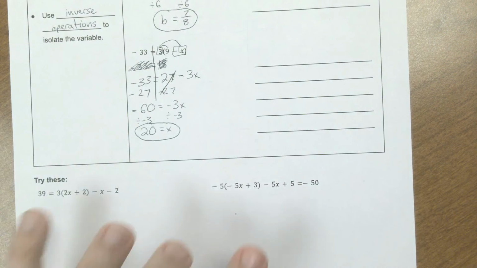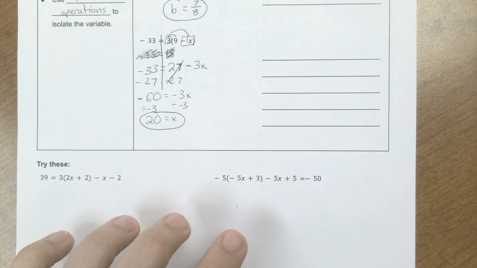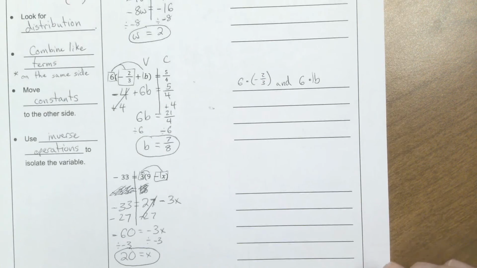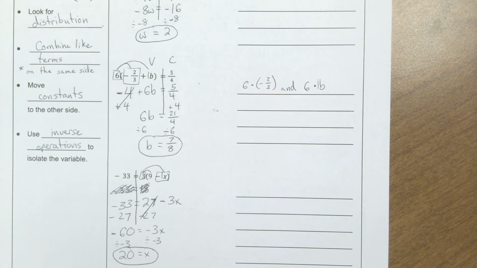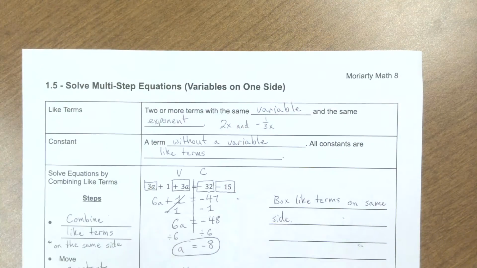Like I said, these are online. I think I've got the answer key for these online, but that is multi-step equations with variables on one side.